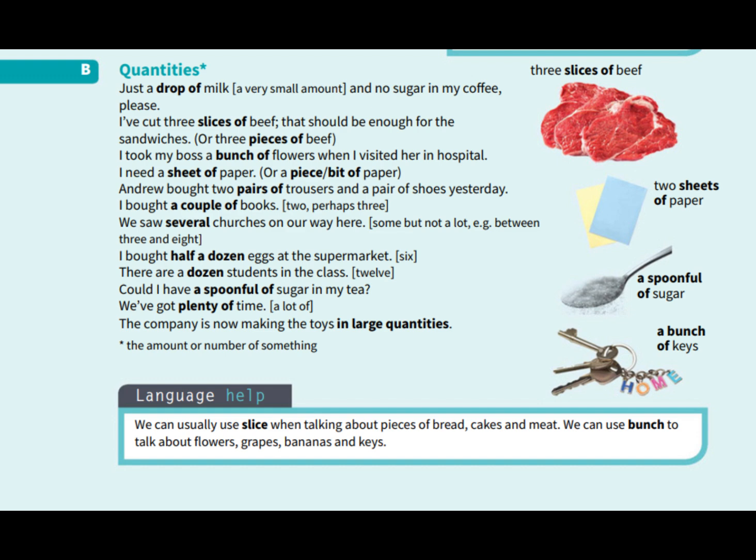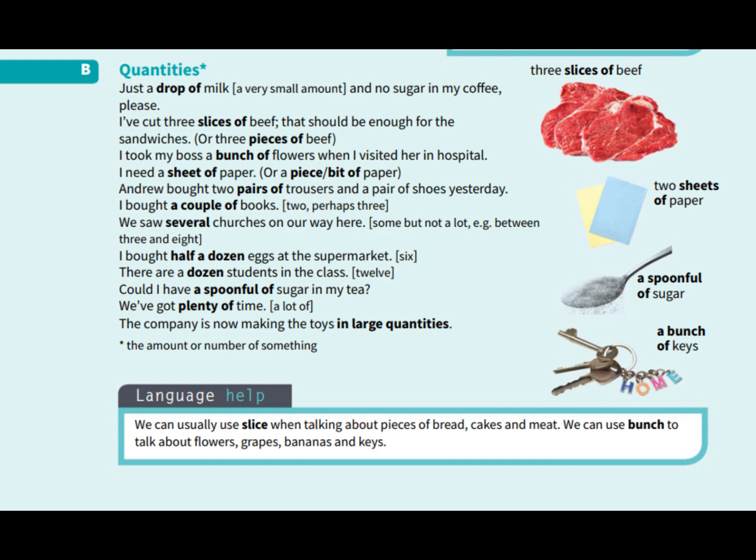A group of flowers held together is called a bunch of flowers. For example, I took my boss a bunch of flowers when I visited her in hospital. A single flat piece of paper is called a sheet of paper. We can also say a piece of paper or a bit of paper. For example, I need a sheet of paper.